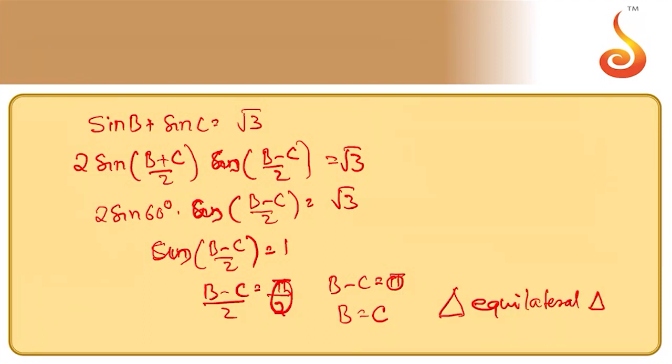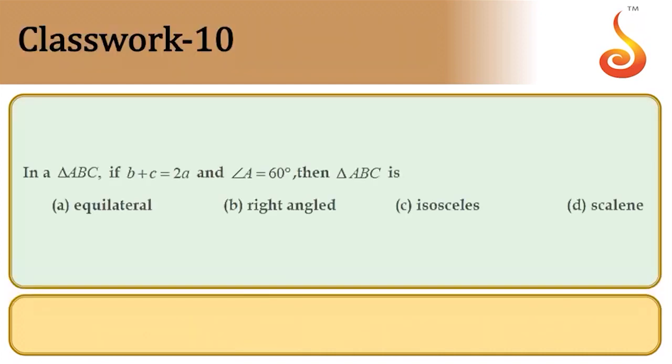Sin B plus sin C is 2 sin (B plus C)/2 and cos (B minus C)/2. So 2 sin 60 cos (B minus C)/2. Cos (B minus C)/2 is 1, so (B minus C)/2 is equal to 0 because cos 0 is 1. So B equal to C, it forms an equilateral triangle.